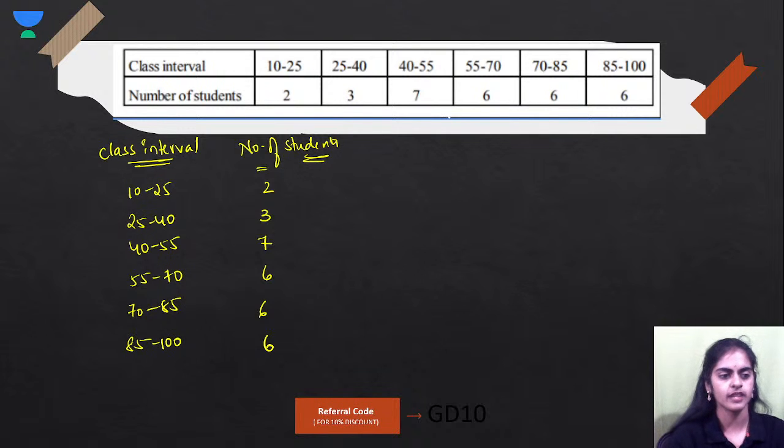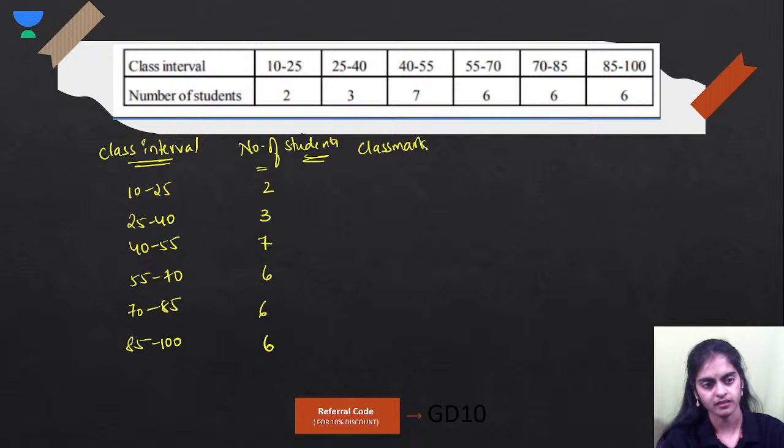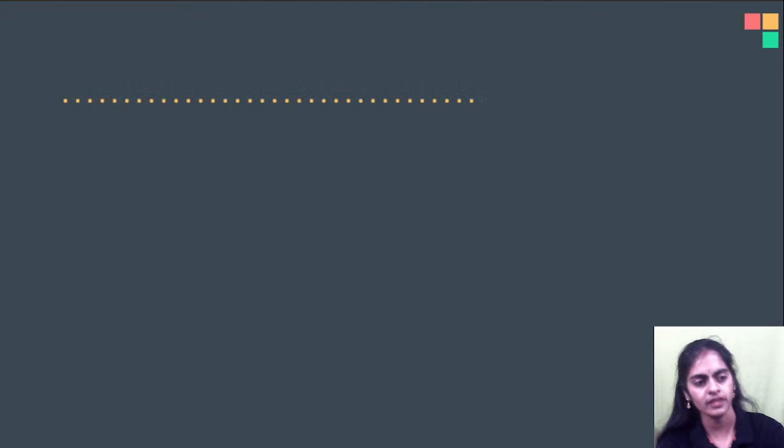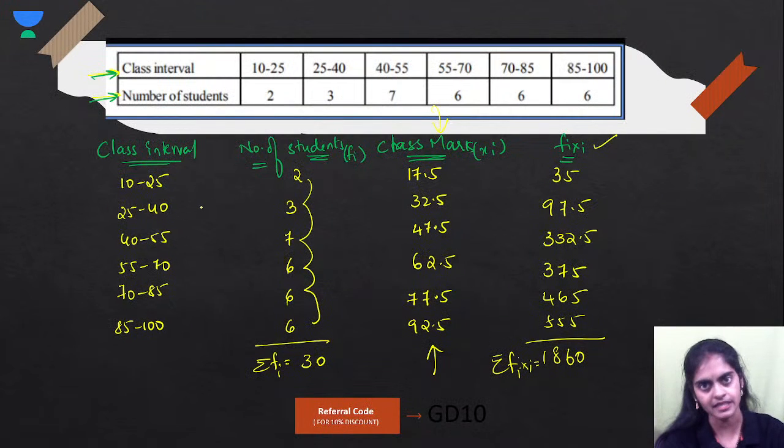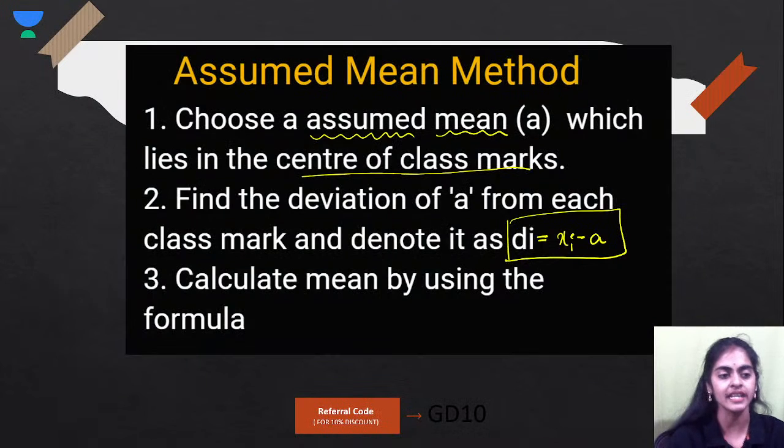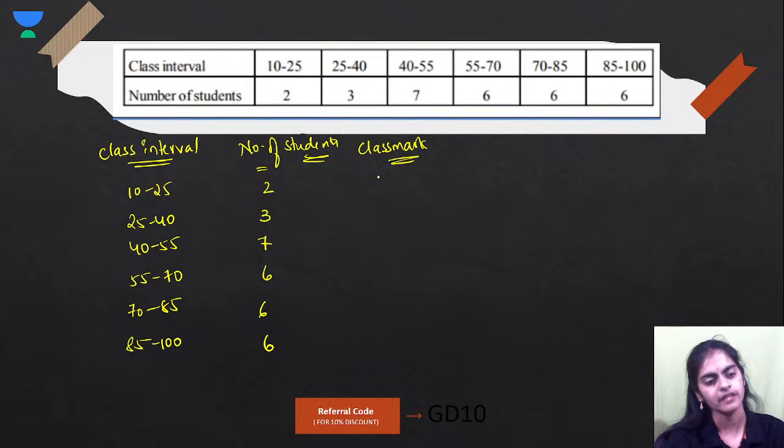So now what we will find first? You will find first the class mark. Just now we have found the class mark, so I'm just writing it down as it is, 17.5, 32.5. How did I get it? It is nothing but 10 plus 25 by 2. Again, what are you doing? You're adding h, which is the class size.